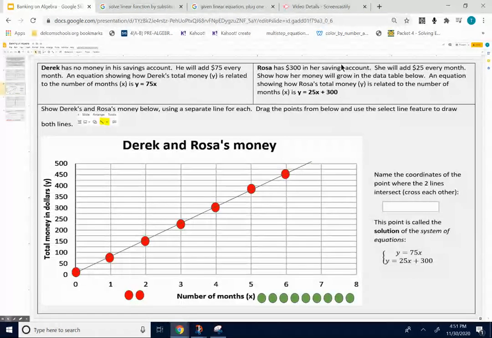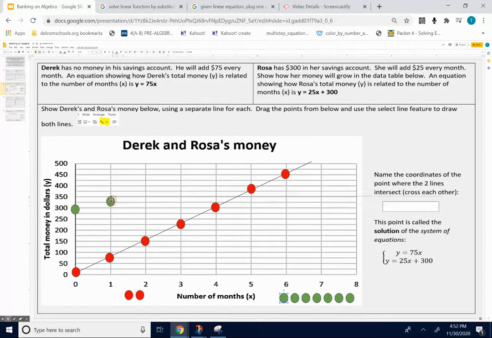Rosa is starting with $300. First of all, it says she's starting with $300, but it's also at the end of the equation. So I'm going to start with $300 on the y-axis, because that's my y-intercept. I could look at the data table and get my numbers, but I'm just going to use this trick here, guys. If my slope is 25 over 1, I'm going to go up $25 over 1 month.